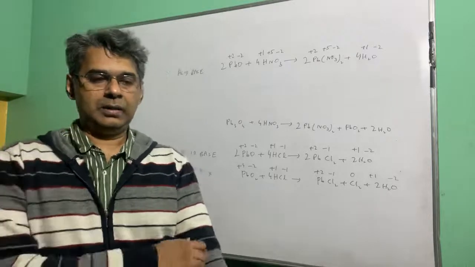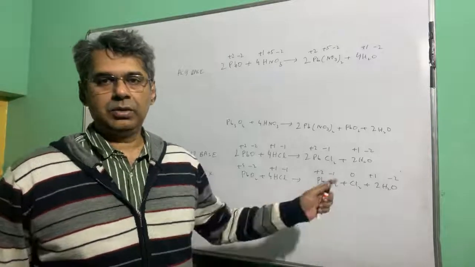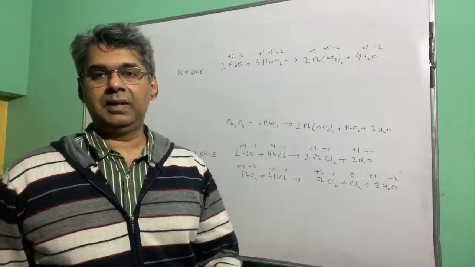Now, in the oxidation number method, there are two important things you need to know in addition to the method we spoke about. That is, if the medium is acidic or if the medium is alkaline.